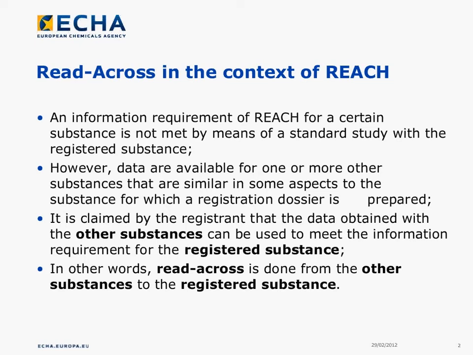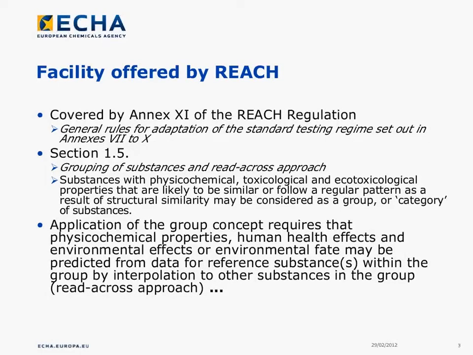You are doing read across from the other substances to the registered substance. So you predict the property for the registered substance on the basis of data you have obtained with other substances. This is a facility which is offered by REACH, and REACH is in that respect special, because most other regulations or legal frameworks dealing with the registration or authorization of chemical substances do not have the facility of read across. It's covered by Annex XI of the REACH regulation, and the title of this annex is General Rules for Adaptation of the Standard Testing Regimen set out in Annexes VII to X.